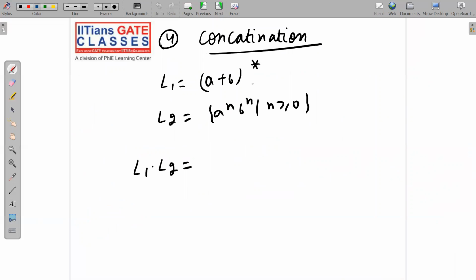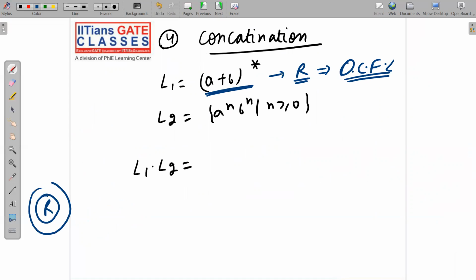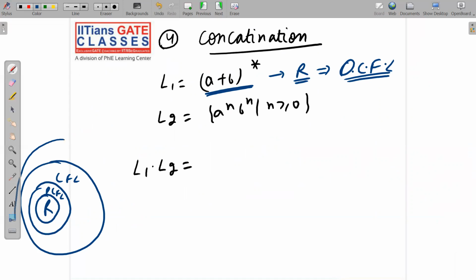Concatenation, again a very beautiful example. L1 is (a+b) whole star. You will say, sir, why are you taking a regular language? No problem, I can take a regular one also, because every regular language is DCFL. From the Chomsky hierarchy point of view, this is your regular, then you have DCFL, then CFL, then CSL, and so on. So there are some DCFLs which are not regular.